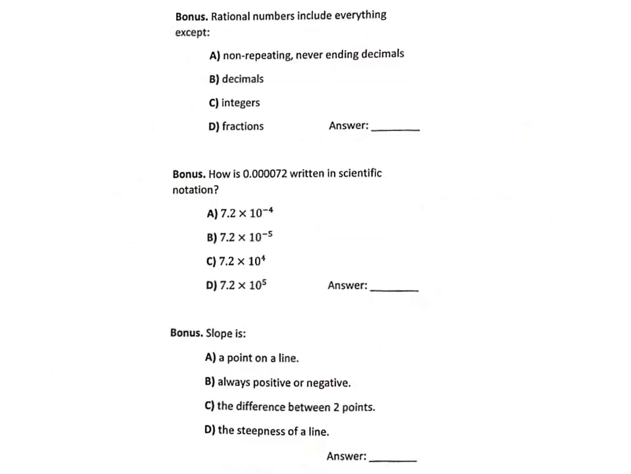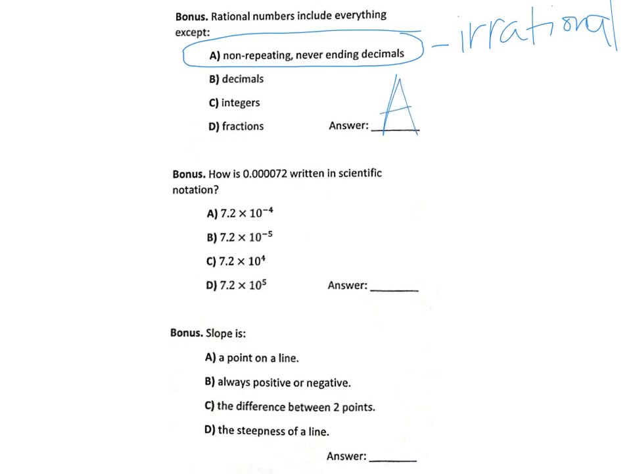And then for the bonuses, rational numbers include everything except non-repeating, never-ending decimals. Those are not rational. Those are irrational. So the correct answer for that first bonus was letter A.